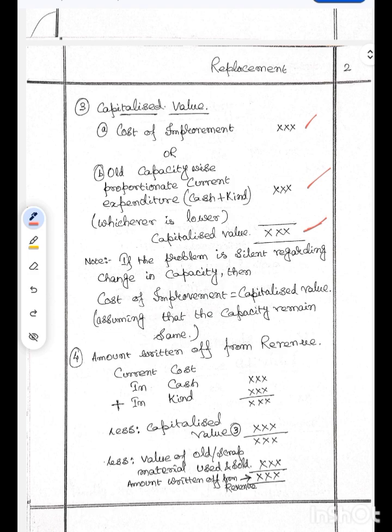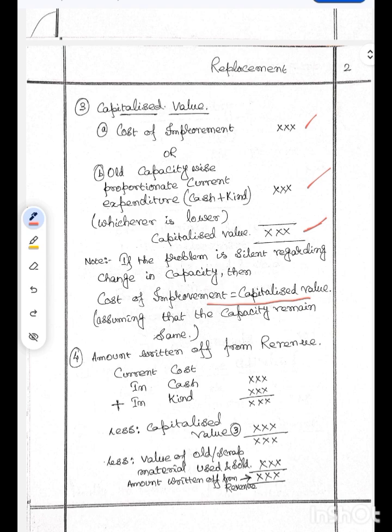Now if the problem is silent regarding change in capacity, then the cost of improvement is considered as capitalized value. That is, if the increment of capacity is not given in the problem, we consider cost of improvement equal to the capitalized value, assuming that the capacity remains the same.